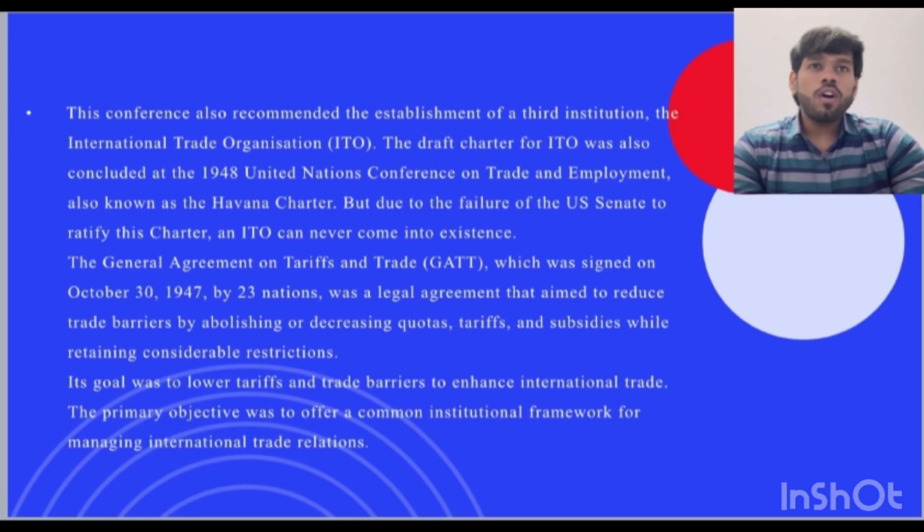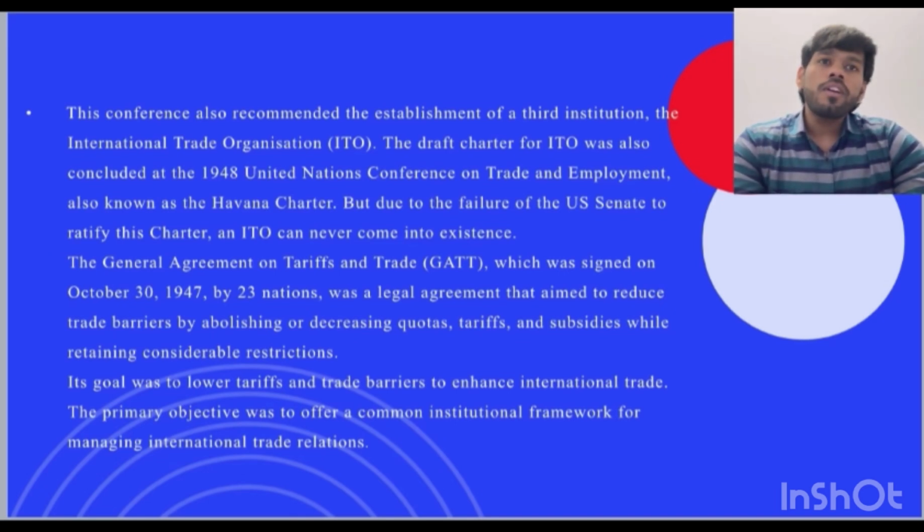This conference also recommended and established three institutions. The International Trade Organization, ITO. The draft charter of ITO was concluded at the 1948 United Nations Conference on Trade and Employment, also known as the Havana Charter. But due to the failure of the US Senate to ratify the charter, the ITO never came into existence.